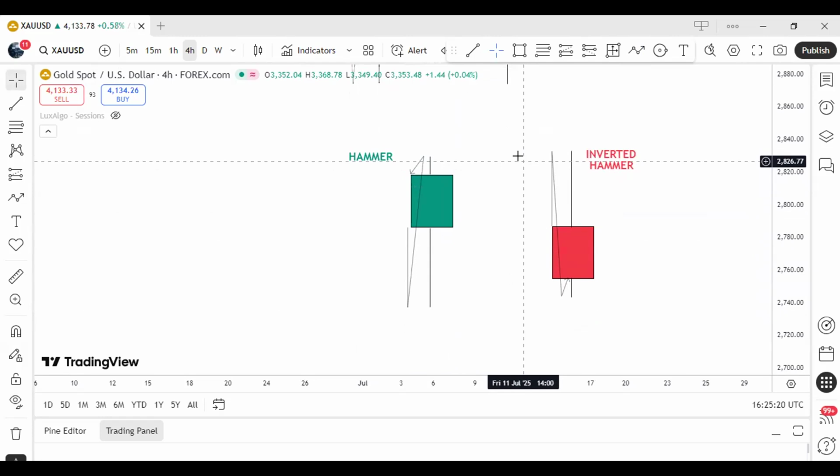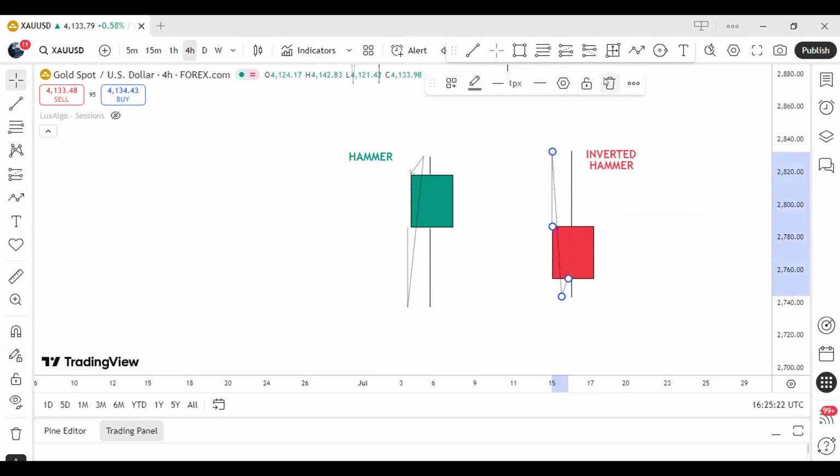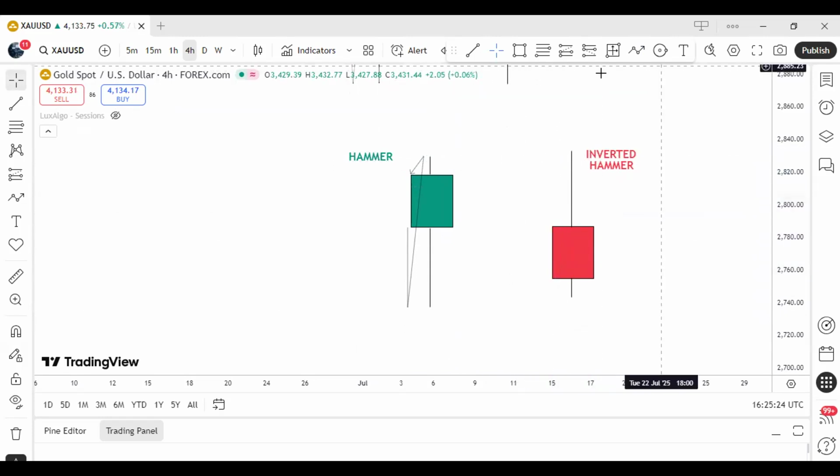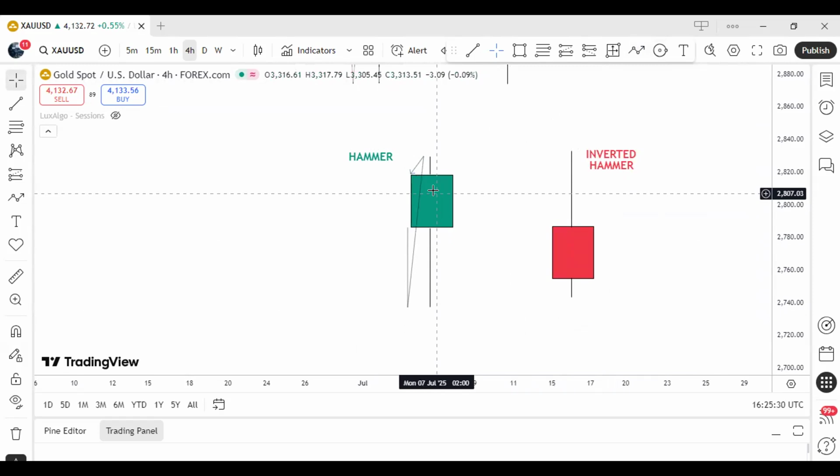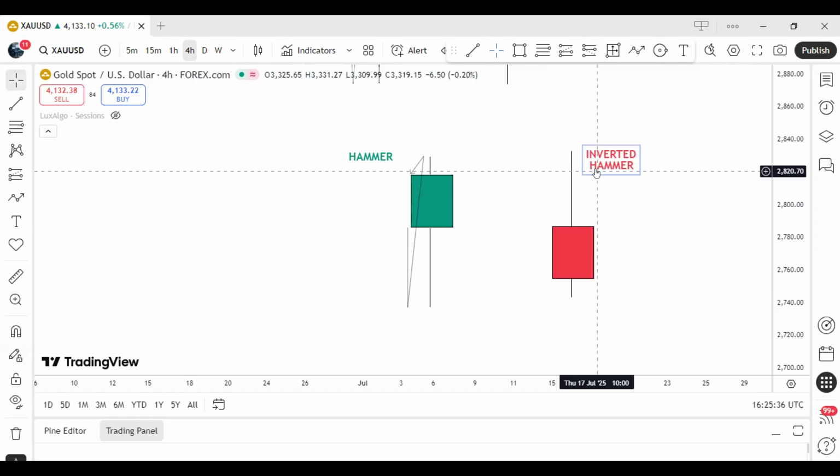So for them to reject price from here all the way to this high, it shows that they are the ones in control. The same goes for the sellers, which is the inverted hammer, the opposite of the hammer, right? Which is for the sellers, right? So this hammer candle is like a buy signal. And this inverted hammer is like a sell signal.